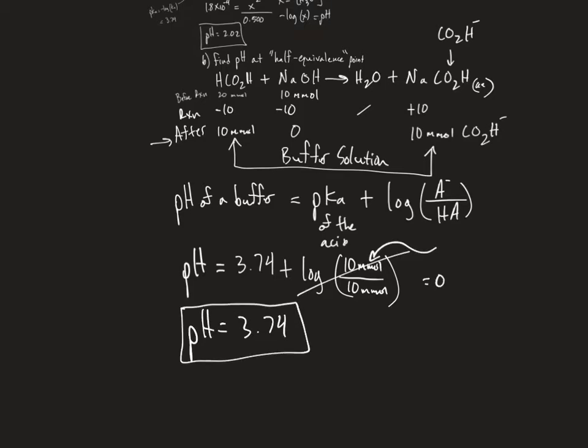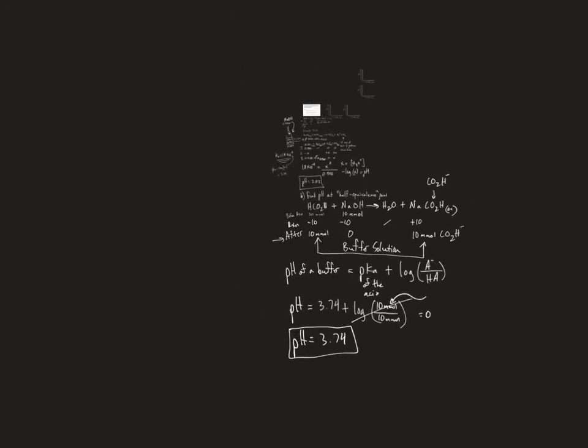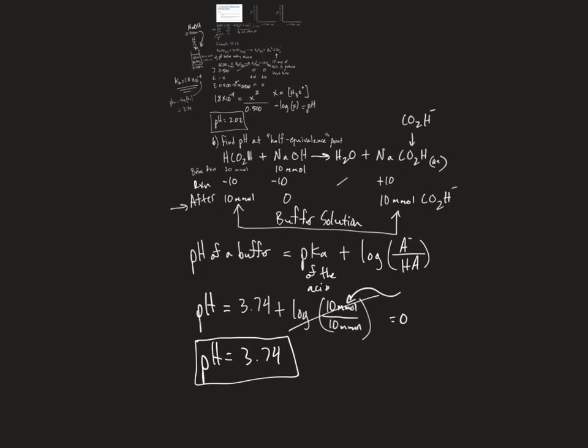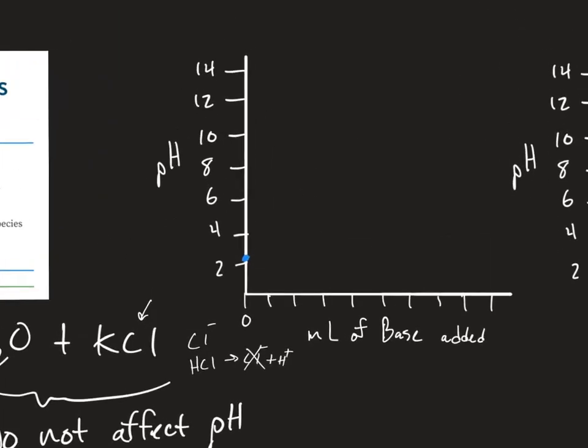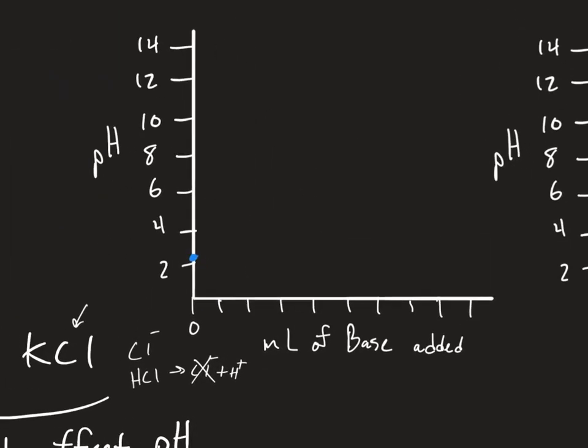So let's go back up to our tiny, tiny little graph way up here. That's okay, it all scales, thankfully. So now we have added some amount of base. We don't have milliliters, but we know it's the half equivalence point. So this is now just about here.